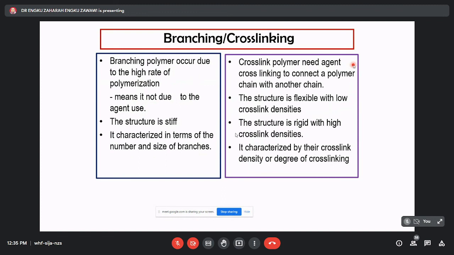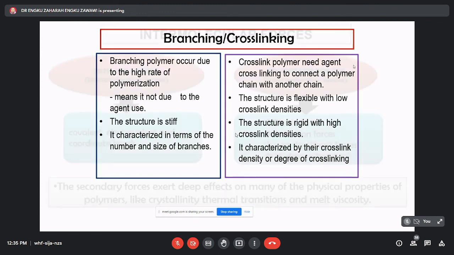So the structure is more flexible with low crosslink density, tapi kalau high crosslink density, yang terhasil tu adalah polimer yang lebih keras lah, lebih rigid. So it is characterized by their crosslink density or degree of crosslink kita panggil. So berbeza dengan branching tadi kita characterize in terms of dia punya number and size of the branches.